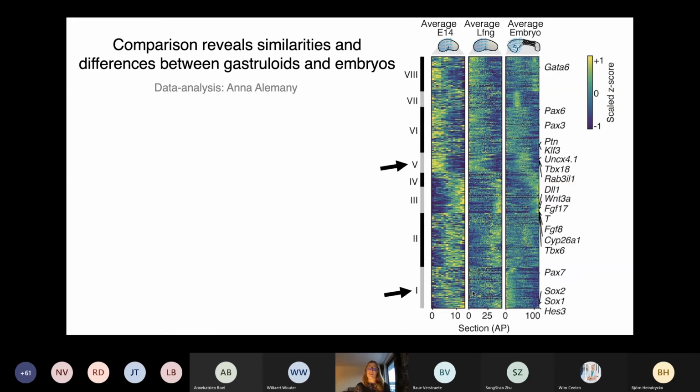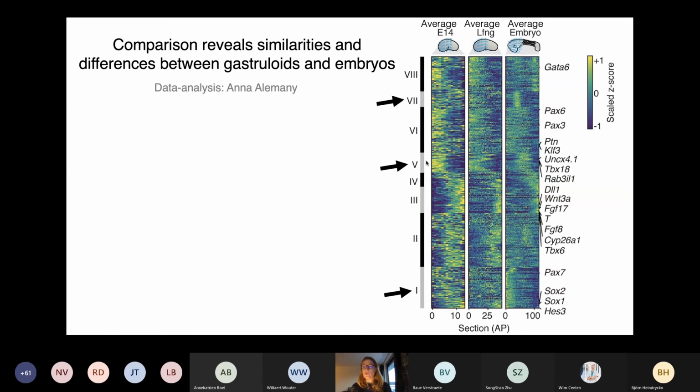Then we also detect a somite cluster that contains somitic genes, and these genes are expressed in a more central location in embryos, while they are more anteriorly localized in gastroloids. And this is linked to the absence of the brain in gastroloids.